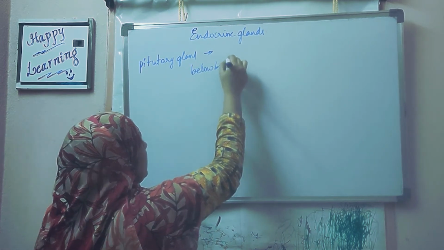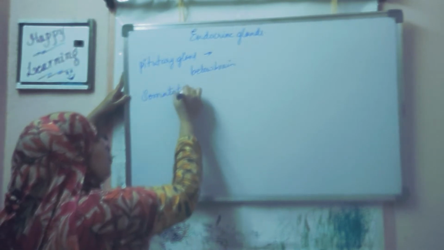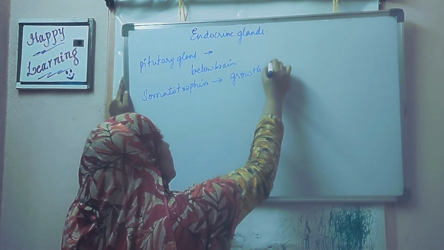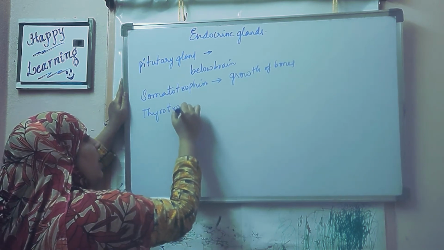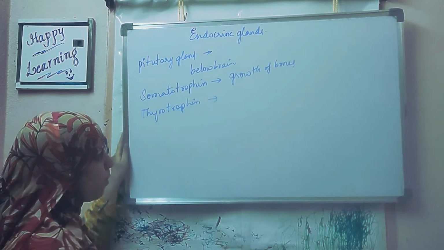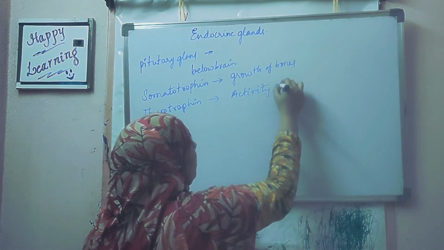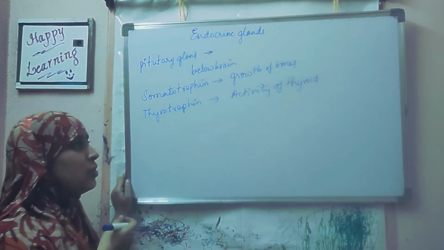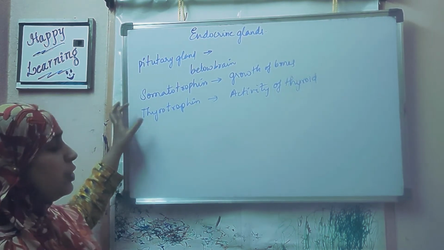What are the hormones that are secreted by this pituitary gland? Okay, first one, somatotrophin. Somatotrophin is a hormone which helps in growth of bones. Thyrotrophin is a hormone that helps in activity of thyroid gland. Thyroid is a gland that is present in the neck region. We'll discuss after this. For that gland to function properly, this thyrotrophin should be released.